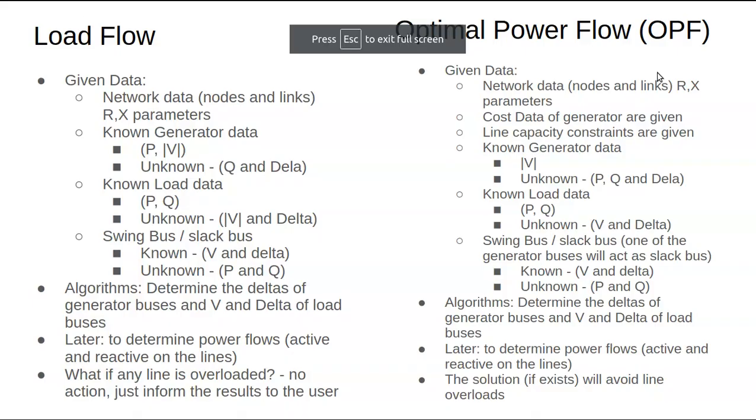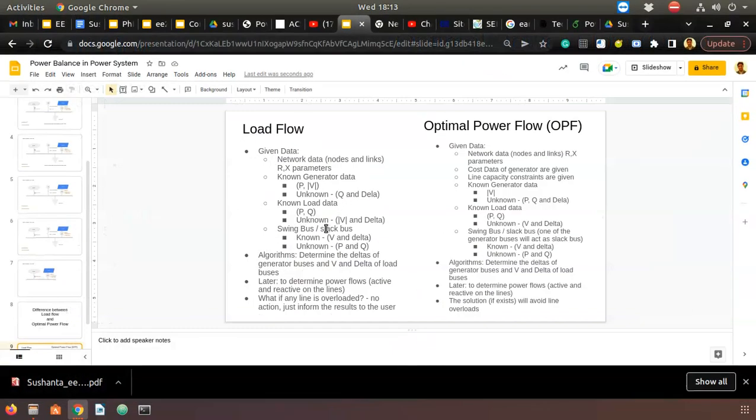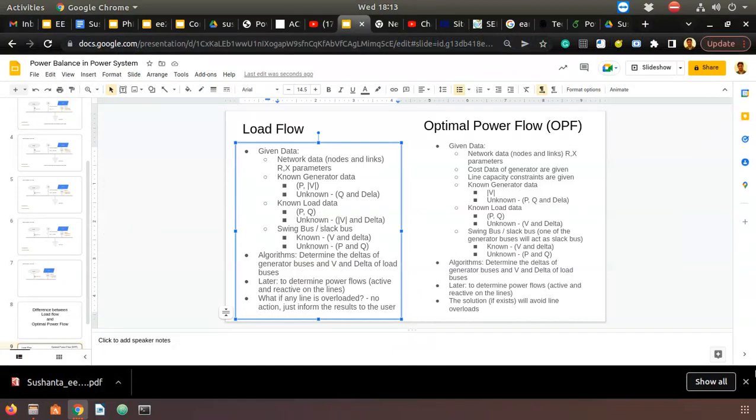Swing bus means PV bus, sir. I think slack bus doesn't have any other name. One of the generator buses will be the swing bus. See, there is no PV bus in OPF because there is no P in OPF. We don't know P, so you cannot call it a PV bus. But in the case of load flow, swing bus and slack bus may not be the same, because swing bus means a PV bus. Right? So you are talking about the terminology difference.